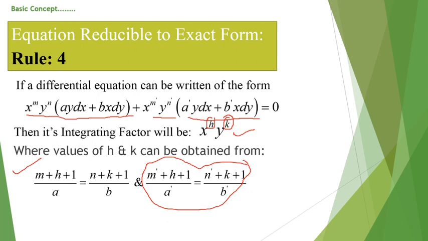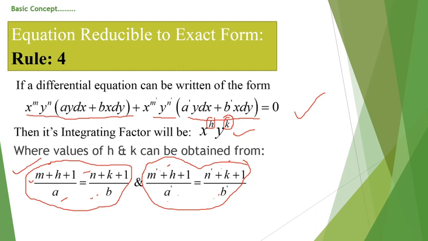So from these two equations, we can calculate the value of h and k if we put the value of m, n, a, b, m dash, n dash, a dash and b dash here from the given equation. After that, on calculating we get two linear equations in two variables, and we can solve these two linear equations by the standard methods, that is by substitution, by elimination or by cross multiplication.